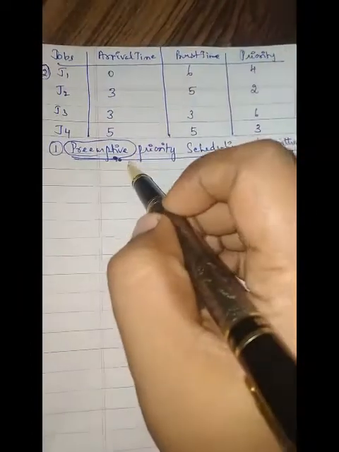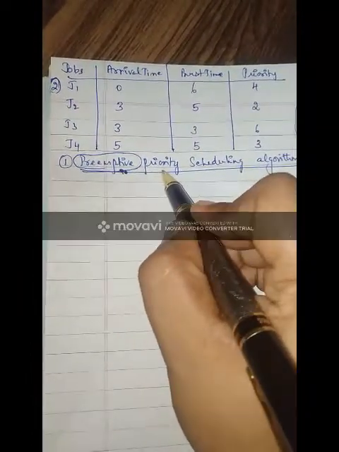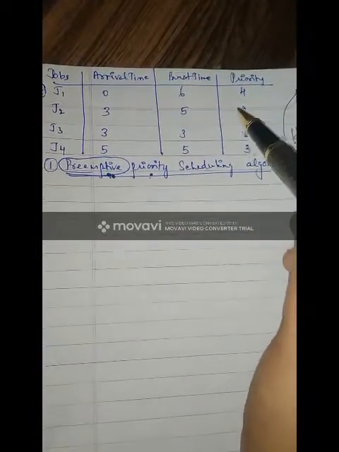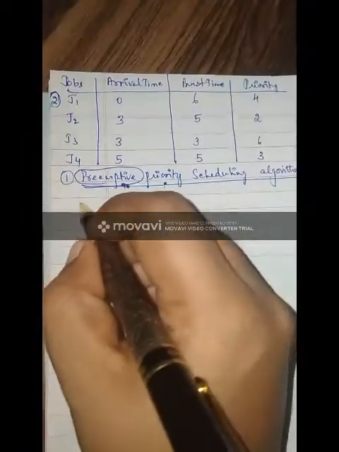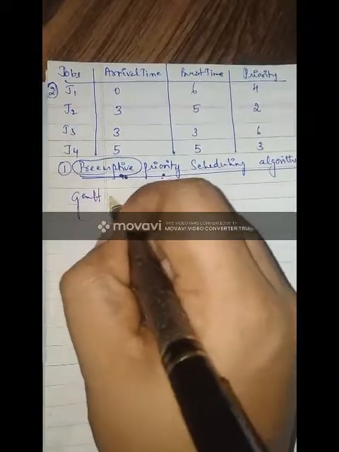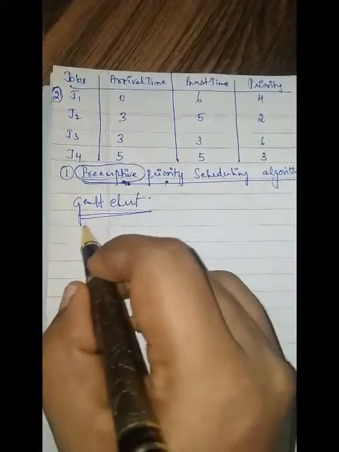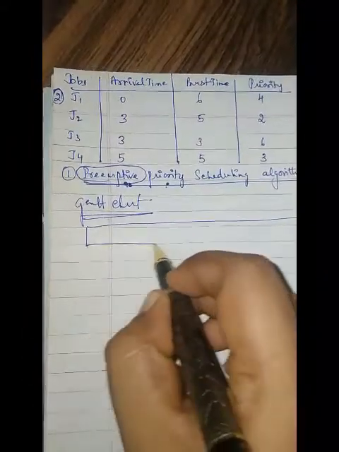Okay, so now we'll come here. Preemptive followed by priority. Priority means based on the priority you are giving the processes to the CPU. So we'll draw the Gantt chart here. Please don't get confused, try to understand properly.